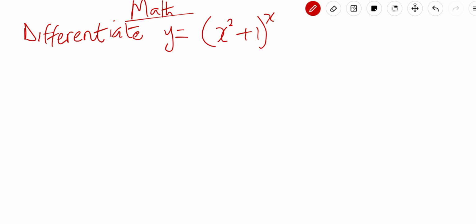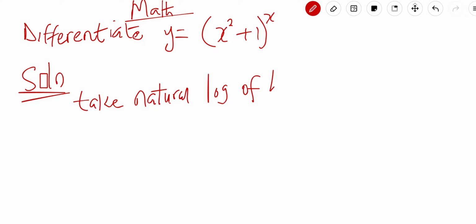Class in Math Academy, and today we have a question on the board that says we should differentiate y is equal to (x squared plus 1) to the power of x. So this is a pretty simple question, and to solve a question like this, we need to approach it by taking the natural log of both sides.